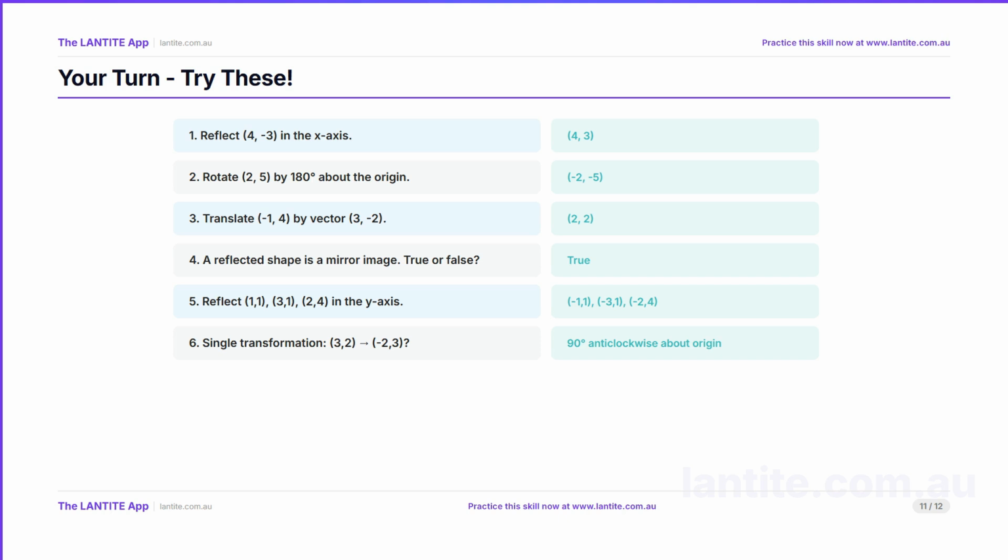Problem 4. A shape is reflected, and the image is a mirror image of the original. True or false? Problem 5. A triangle at (1, 1), (3, 1), (2, 4) is reflected in the y-axis. What are the new vertices? And problem 6. Describe fully the single transformation that maps (3, 2) to (-2, 3). Check your answers on screen.